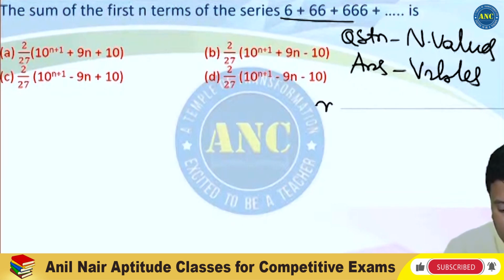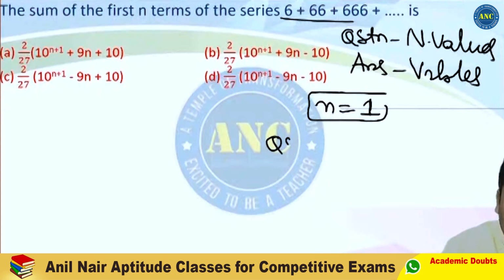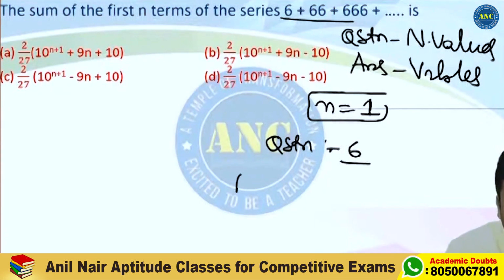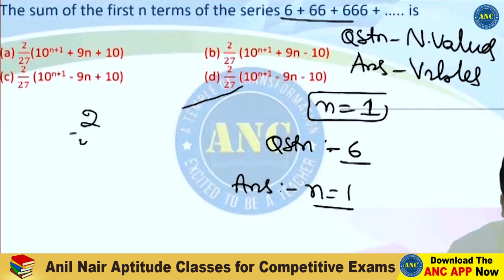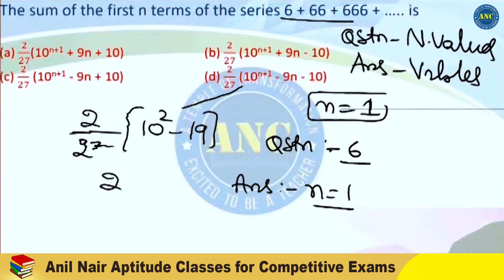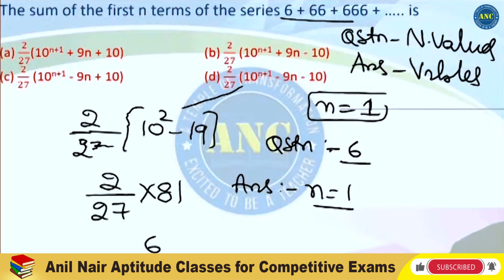What you do is, you substitute n equivalent to 1. If I substitute n equivalent to 1, the question is nothing but 6. Answer also, substitute n equivalent to 1. If I substitute option number D, 2 by 27 into 10 square minus 19, it is nothing but 2 by 27 into 81. 3 2s are 6. So option number D.